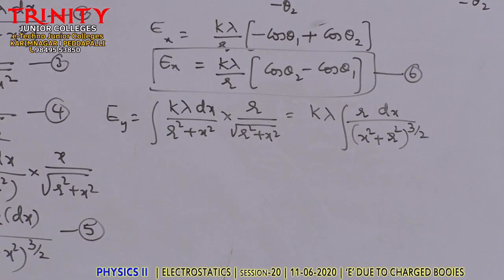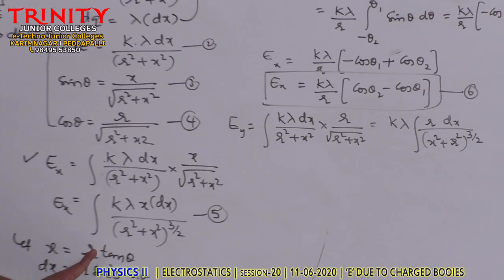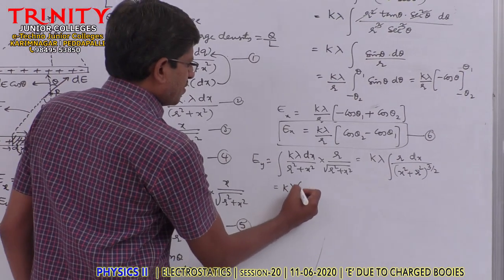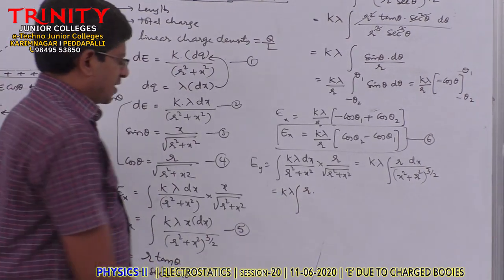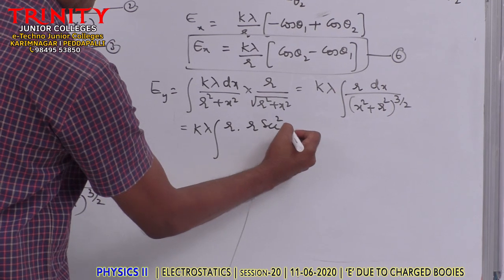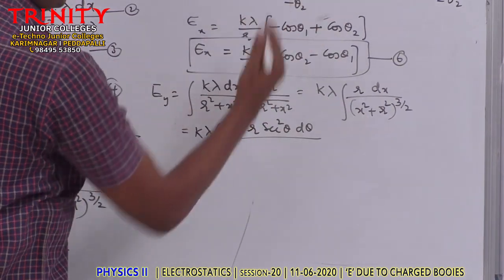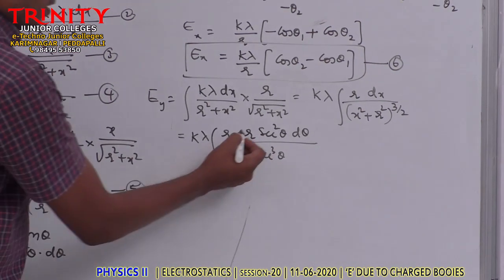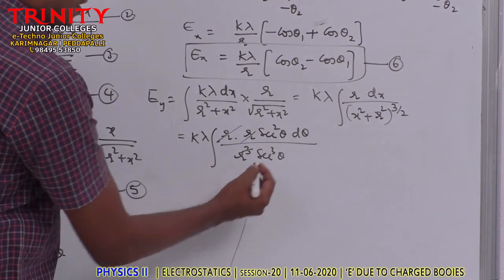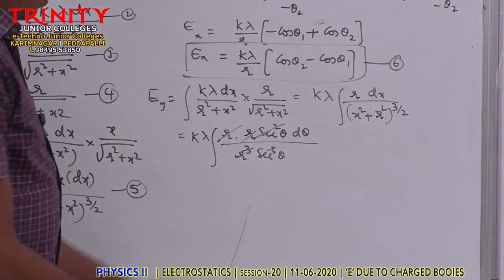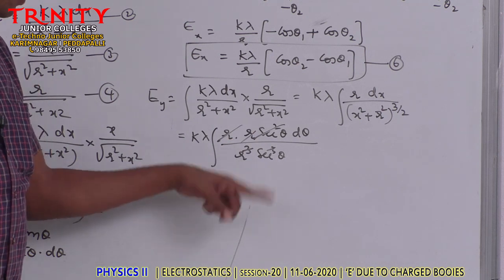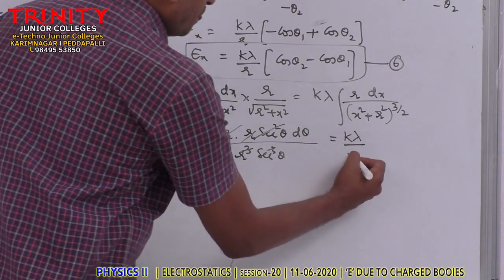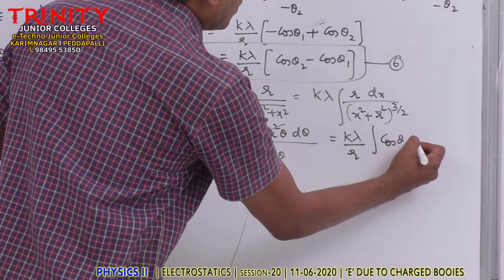Again the same substitution here, x is r tan theta, dx is r sec square theta d theta. I am writing directly there, k lambda, r, dx is very similar, r sec square theta d theta, divided by, very similarly, r cube sec cube theta. So r square, this r cancels, sec square, this sec cancels, and what you will get is 1 by sec theta, which is nothing but cos theta. Therefore k lambda by r, integration of cos theta d theta.